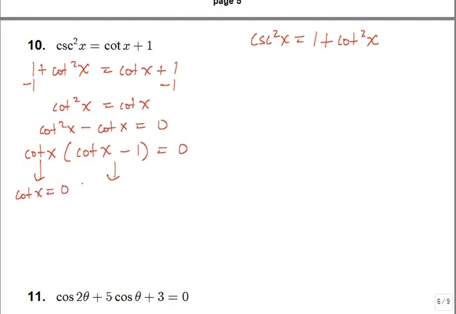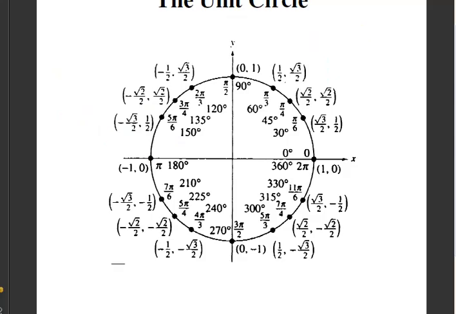So we need to know where cotangent of x is 0, and we need to know where cotangent of x minus 1 is 0, or in other words, cotangent of x is equal to 1. Now remember, cotangent is the reciprocal of tangent. So if tangent is y over x, cotangent is x over y on your unit circle. So let's think about our unit circle. In order for cotangent to be 0, we need x divided by y to equal 0, which is only going to happen when the x value is 0.